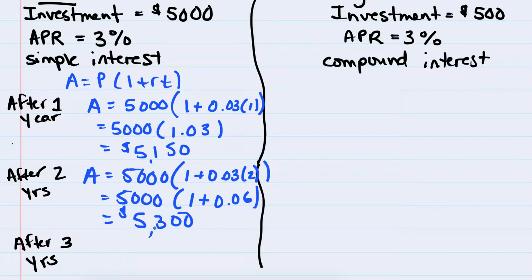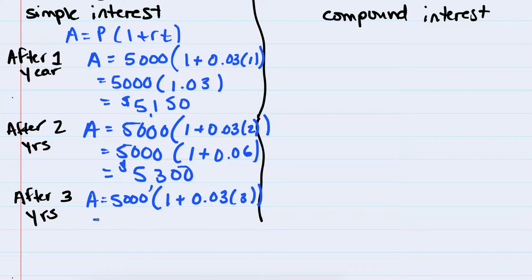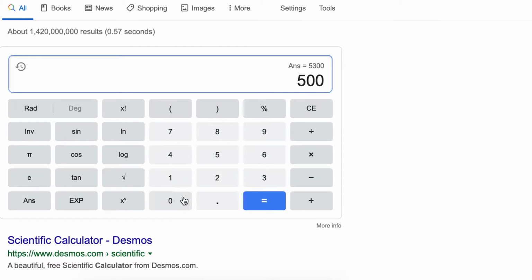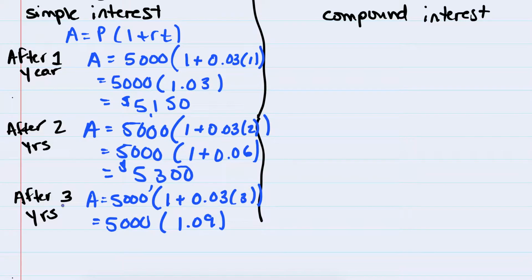So for year 3, we expect him to have $5,450. Let's see. A is 5,000 times (1 plus 0.03 times 3), because we have 3 years. So this is going to be 5,000 times 1.09. 0.03 times 3 is 0.09. Add 1 to it. So let's put 5,000 times 1.09. 5,450. Exactly what we expected to happen.